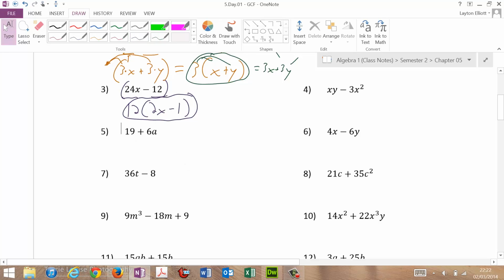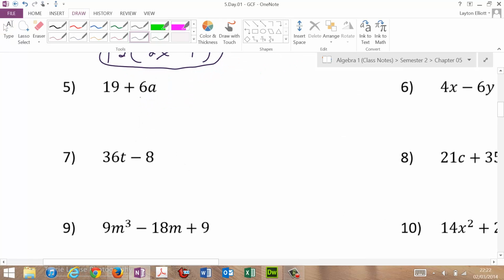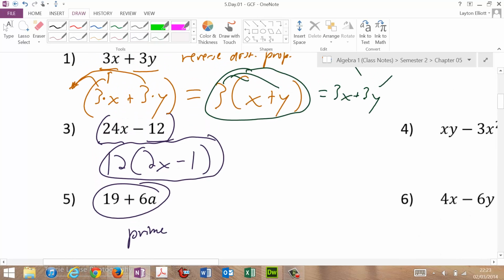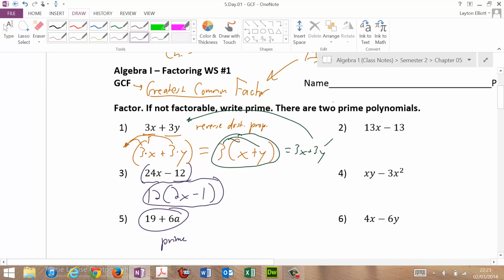Number 5, 19 and 6a. 19's prime. And since 19's prime, it's not going to have anything in common with 6a. So I'm going to say that this polynomial is prime, meaning it can't be factored anymore. So we're going to leave it there. We call it prime. And sometimes I leave it circled as a prime one. And if I look at the directions, it says there are 2 prime polynomials. So now there's only 1 left.